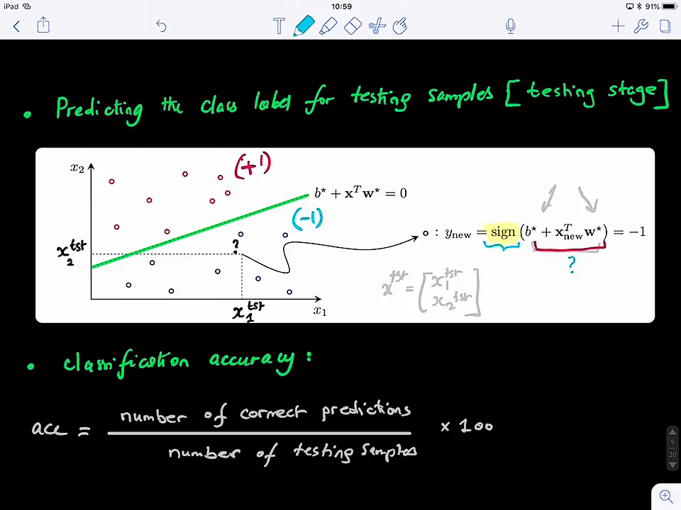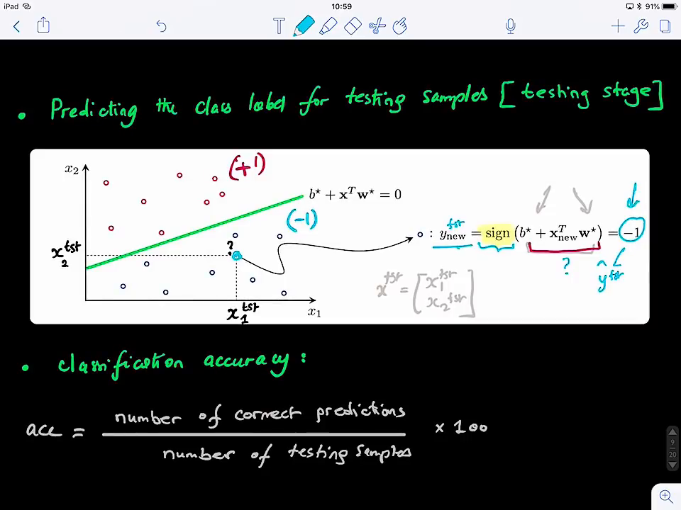So if it's negative, then we know it should be somewhere around there, okay? So if this is the label, the predicted label for our testing sample TS, YTS test, okay? Great. So to compute the accuracy, there are different metrics, but in a very simple way, we can compute the number of correct predictions and divide it by the total number of testing samples. That's it, and multiply by 100 to get a percentage, maybe like a 70% classification accuracy rate. Okay?